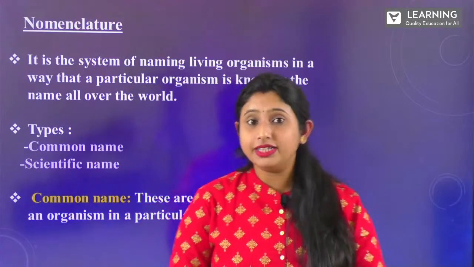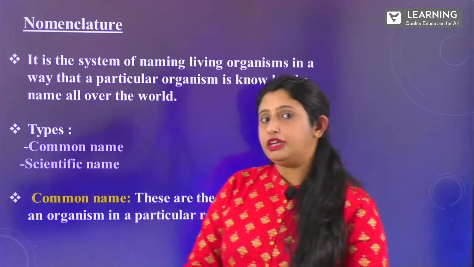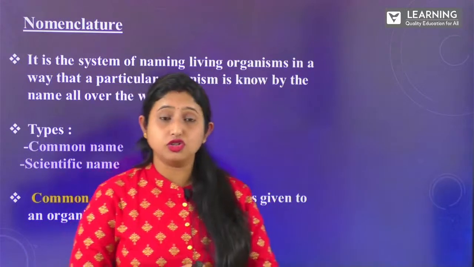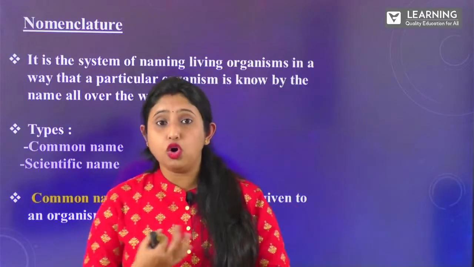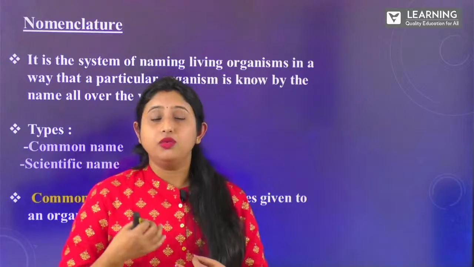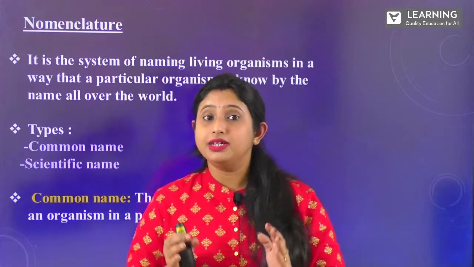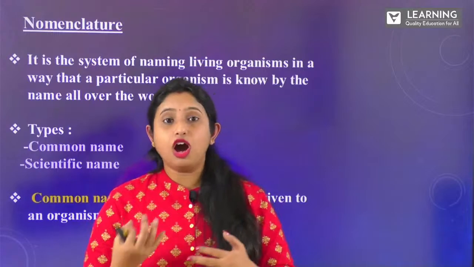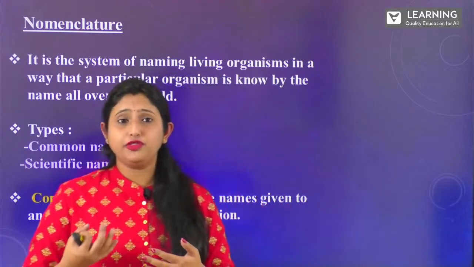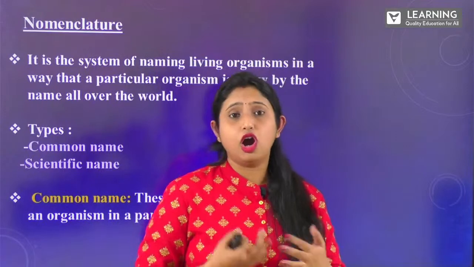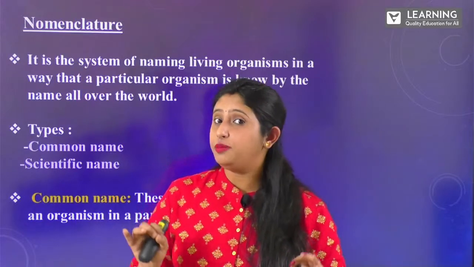So what are the two types of nomenclature? One is your common name, another one is your scientific name. So these are the two types. Now what do you mean by common name? We all have a common name. Even the plants have a common name. When we say mango, mango is a common name. When we say rose, rose is a common name, right? But all living organisms also have scientific names, which are given by the scientist, and we cannot change it. But the common name can be changed according to different states. So different states will give different common names to the flower or to the vegetables, right? Common name can be changed, but the scientific name cannot be changed.